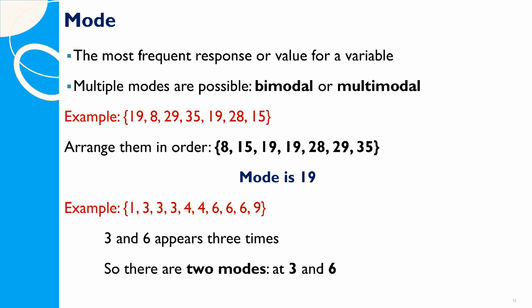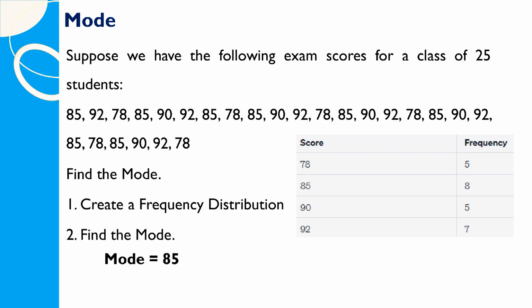In another dataset 1, 3, 3, 3, 4, 4, 6, 6, 6, 9, both 3 and 6 are modes because they appear most frequently. To determine the mode from the given exam scores of 25 students, we first create a frequency distribution. 85 occurs 8 times, 92 occurs 7 times, 78 occurs 5 times, and 90 occurs 5 times. The mode is the score that appears most frequently, which in this case is 85, as it appears 8 times, more than any other score. Thus, the mode of the exam scores is 85.